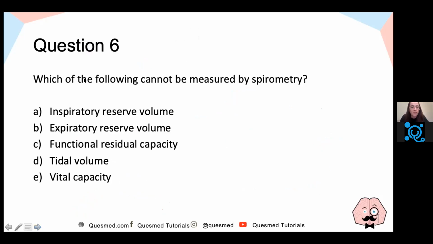So question 6, which of the following cannot be measured by spirometry? Is it inspiratory reserve volume, expiratory reserve volume, functional residual capacity, tidal volume, or vital capacity?